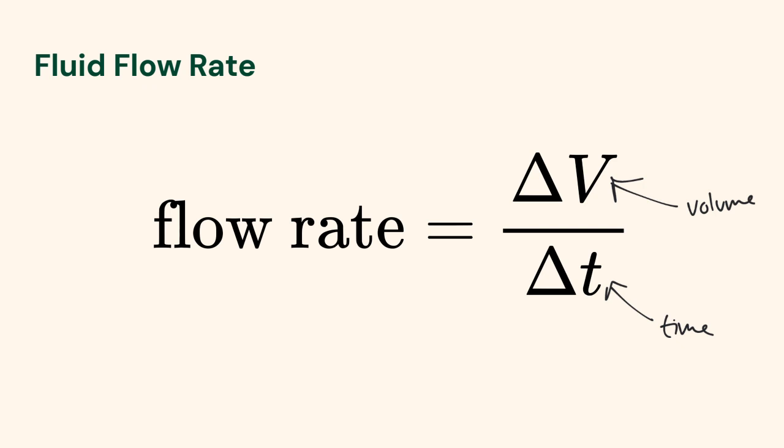So that's the flow rate, not on your AP sheet. AP figures that you can mentally think your way through an equation for flow rate, but we're going to use it here in a second for some derivations. The typical units for this, for volume, is going to be meters cubed, and for time, it's going to be seconds. So your flow rate is going to be meters cubed per second.